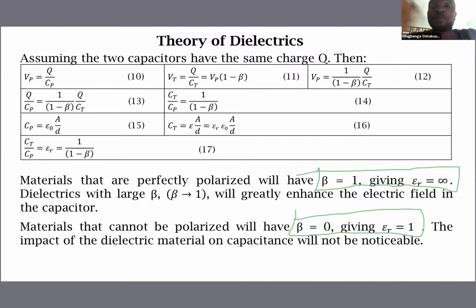So that means that when beta is 0, the dielectric you have put in between the parallel plates will make no difference. It will look as if it is still free space. It will not affect the capacitance of that capacitor in any way. But when the polarizability is 1, then you'll have infinite relative permittivity, which is practically impossible anyway. So let's move on.